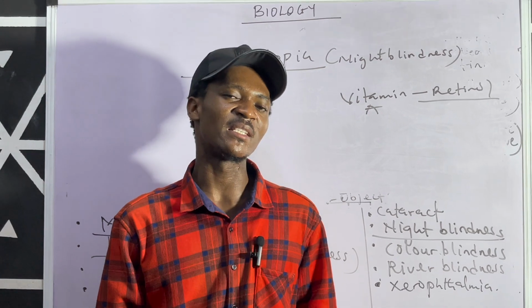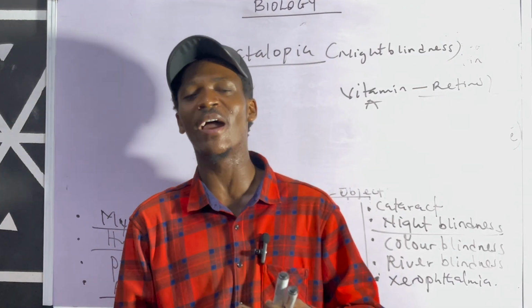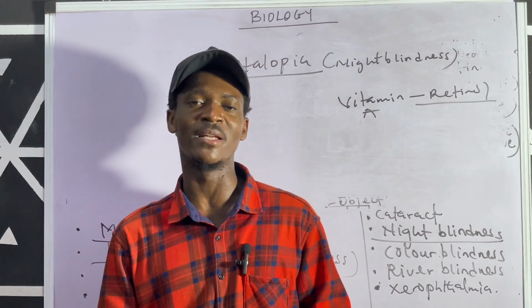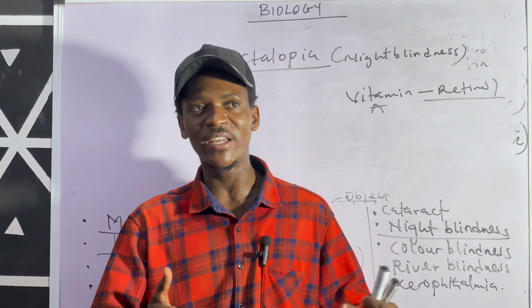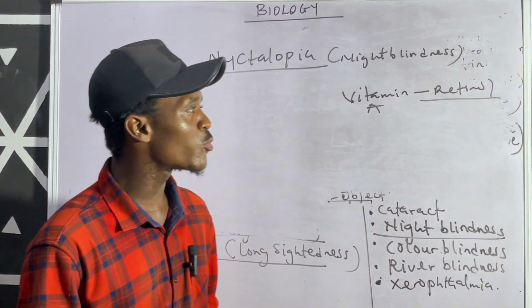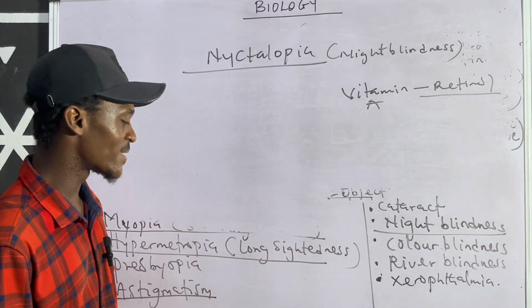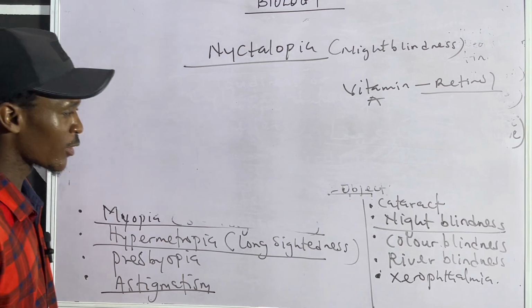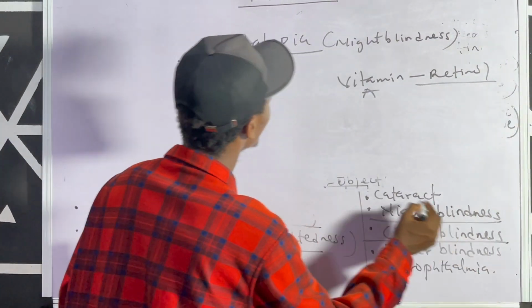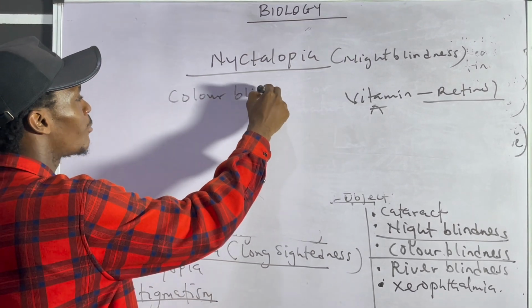No. What it means is that even when the person finds himself or herself in a poorly illuminated environment, or in an area or a room where there is not much light exposure, it can result in the manifestation of that night blindness. All right. So the next is color blindness. What is color blindness?